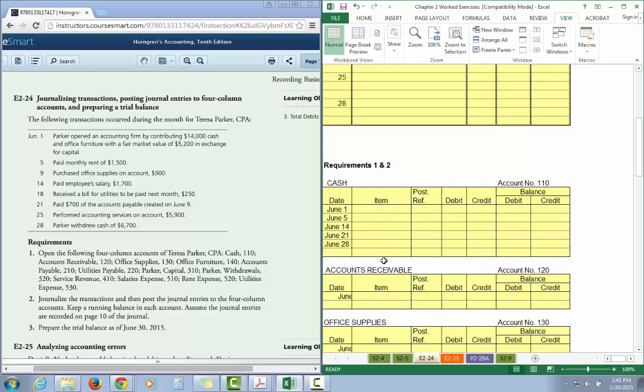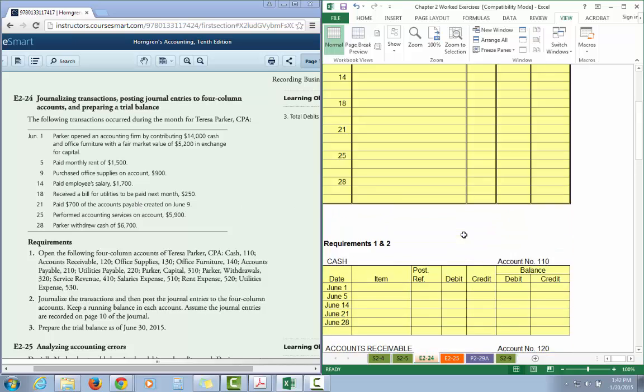So we have the item, we have our post reference, a debit and credit, and a balance of our debit and credit. That's where we keep up the actual balance. So it has a little more to it than just your basic T account, and you need to know this. Sometimes general ledgers and T accounts are going to look a little different for each company, but it'll look more similar to this, all right? So we're going to journalize the transactions first and then post them to the T accounts, all right?